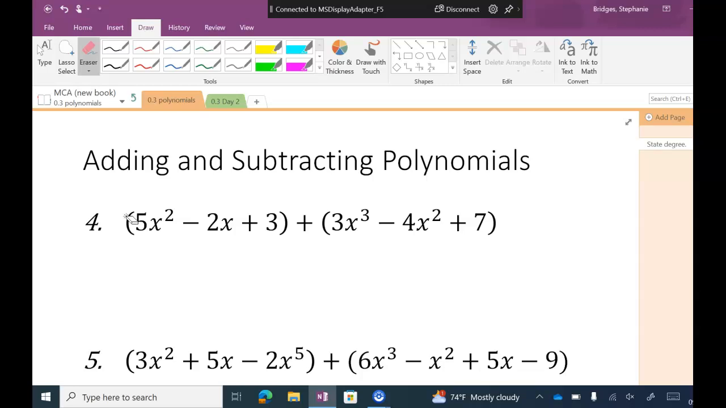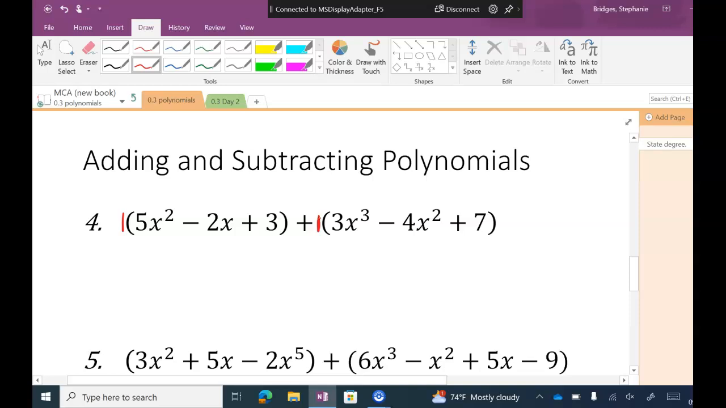So we are going to start with 5x squared minus 2x plus 3, and we are going to add 3x to the third minus 4x squared plus 7. Again, adding isn't really anything other than combining your like terms and writing it in standard form. But just remember, there is always what kind of number in front of that parenthesis if it's not written? A 1. And just the same as the second parenthesis, right? There's a 1 in front of that one.